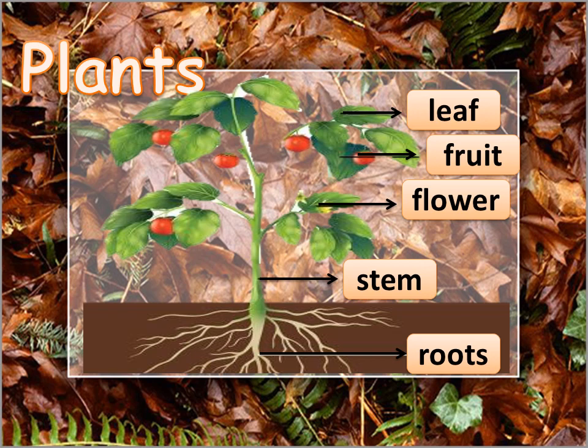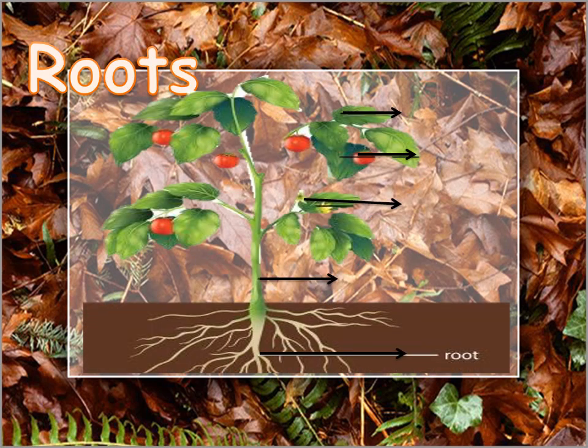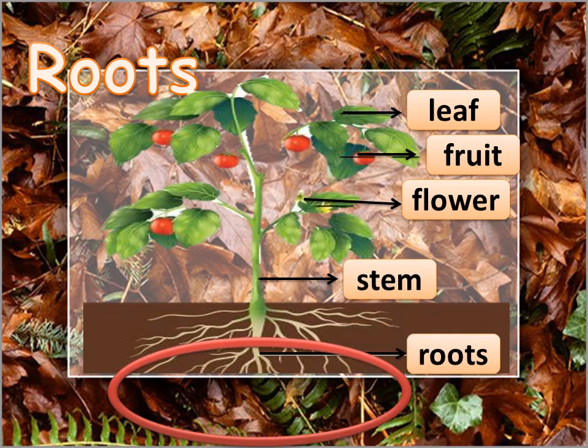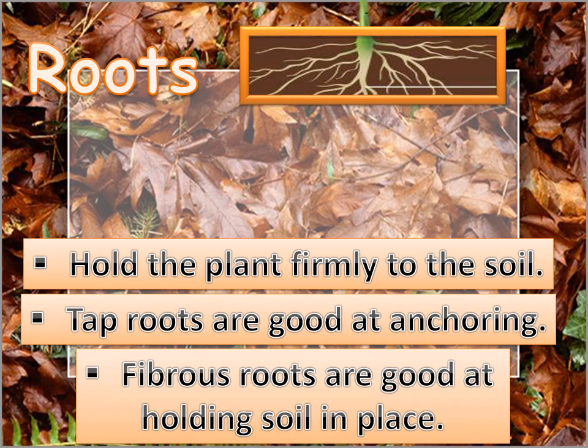And what we are going to talk about first. All the parts of the plants are important because they work together to keep plants growing, reproducing, storing food, and nourishing the world. Without the parts, even just one part of a plant, it will not grow completely because they need each other. So we already know the parts of a plant, and we are going to talk about the roots. So let's start talking about roots.